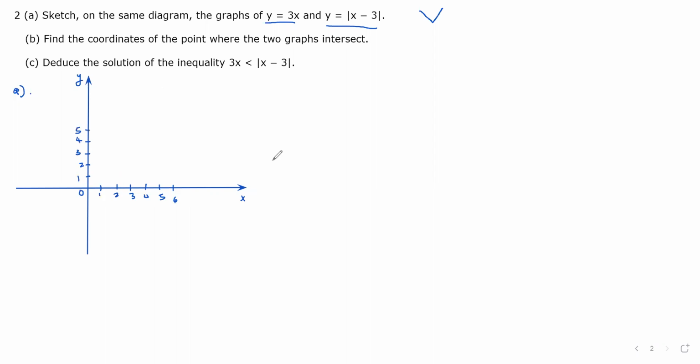To sketch the graph of y equals 3x, y equals 3x passes through the origin. And when x is 1, y is 3. So y equals 3x passes through these 2 points. We just need to sketch a straight line passing through these 2 points.